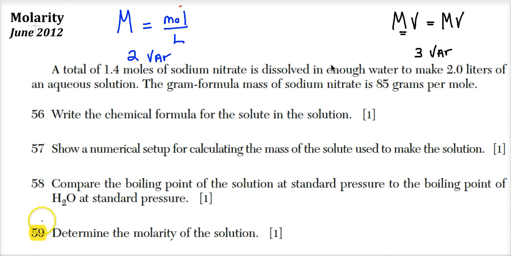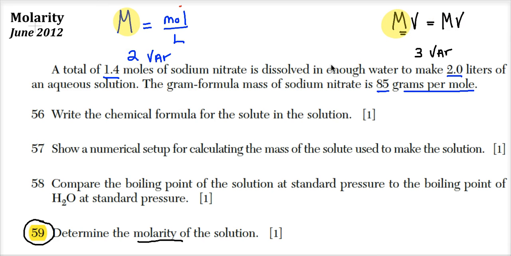So let's look at number 59 of the June 2012, our oldest test here. Determine the molarity of the solution. Well, there's two formulas we have for molarity. Which one do we have? Very simple. First of all, I count 1, 2, 3 variables. So maybe this is a titration problem. So 1.4 moles. There's no moles in a titration formula. There's liters for volume, and 85 grams per mole, that's not a unit that we're using here.